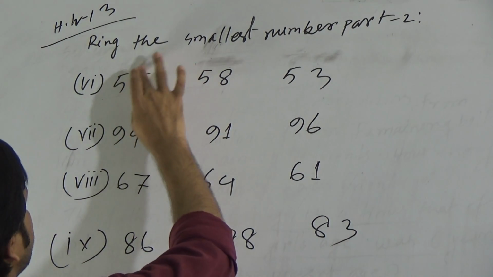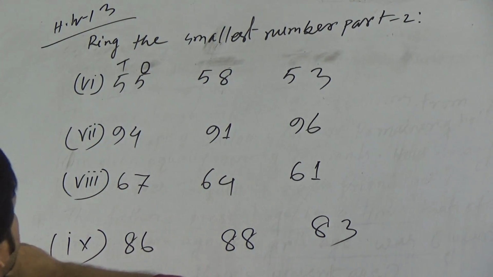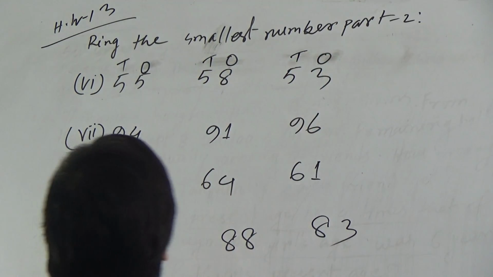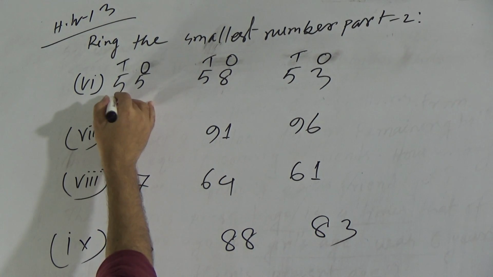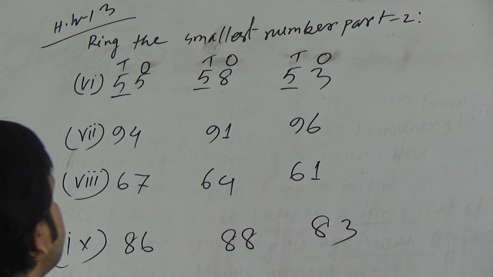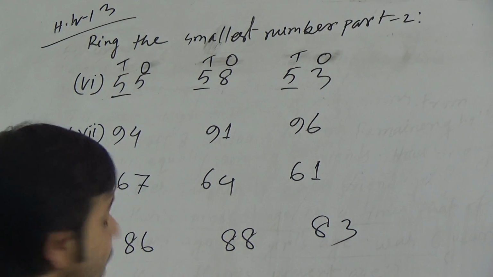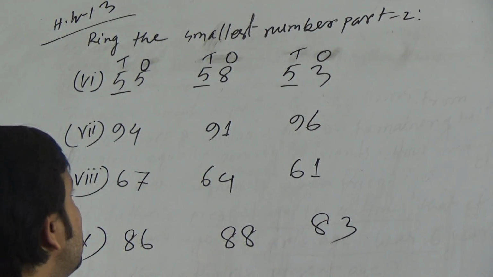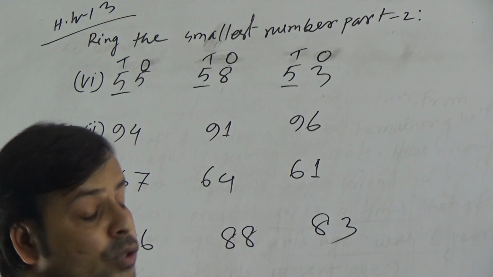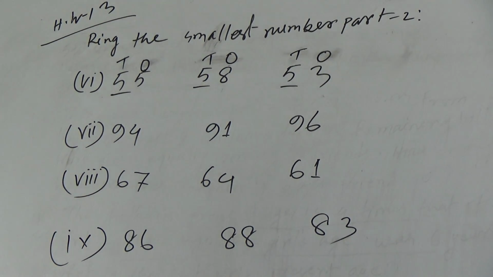To identify the smallest number, at first we have to indicate the position of digit of each number. Ones, tens, ones, tens, ones, tens. Now notice here. Tens place of all the numbers are same. Here, tens place is 5. Here, tens place is 5. Here is also tens place 5. So we have to compare only ones place. Here ones place is 5, here ones place is 8, here ones place is 3. So we have to compare 5, 8 and 3, and we have to identify which one is the smallest.